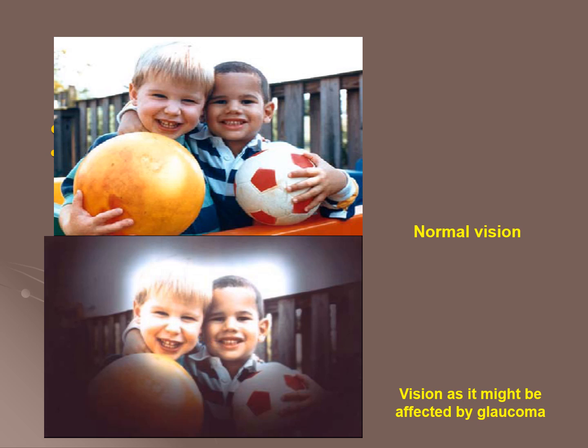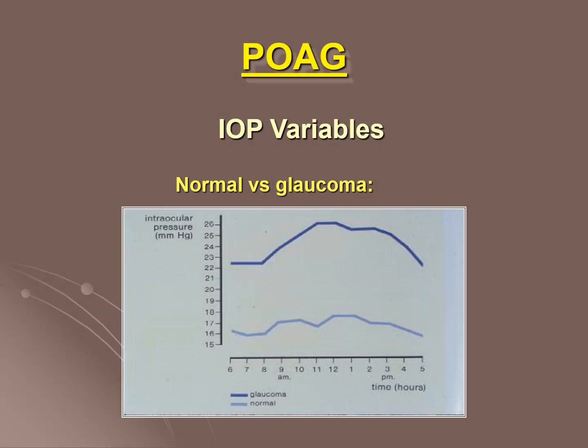In this picture, you can appreciate that a normal person can see brightly in the upper picture, but vision might be affected by glaucoma in the lower picture: the central portion is clear while the periphery is dimly illuminated. It is in case of an advanced stage of the disease. This graph is showing the diurnal variation of the intraocular pressure. Intraocular pressure is usually highest from 10 a.m. to 1 p.m.